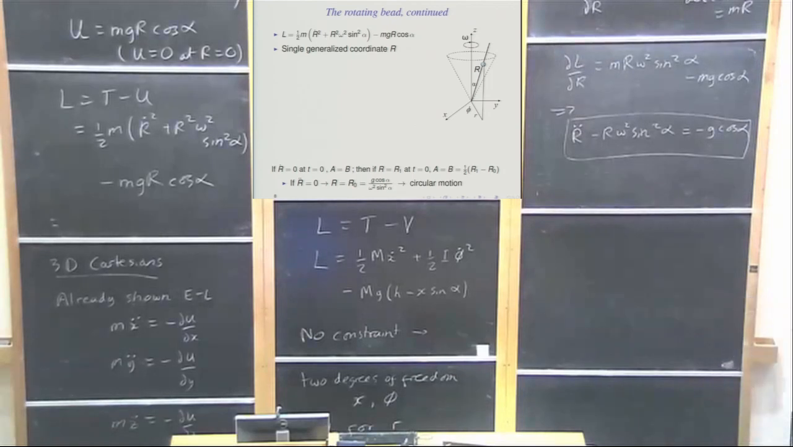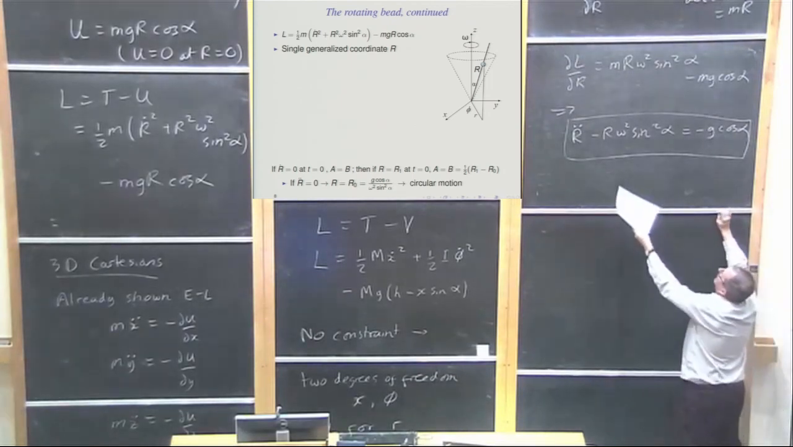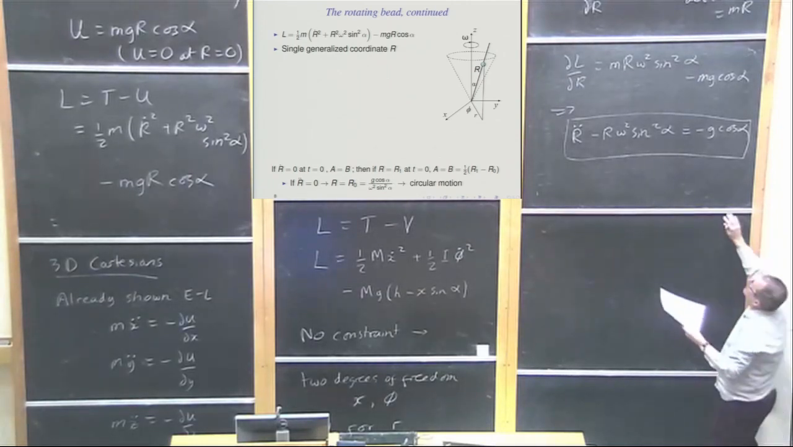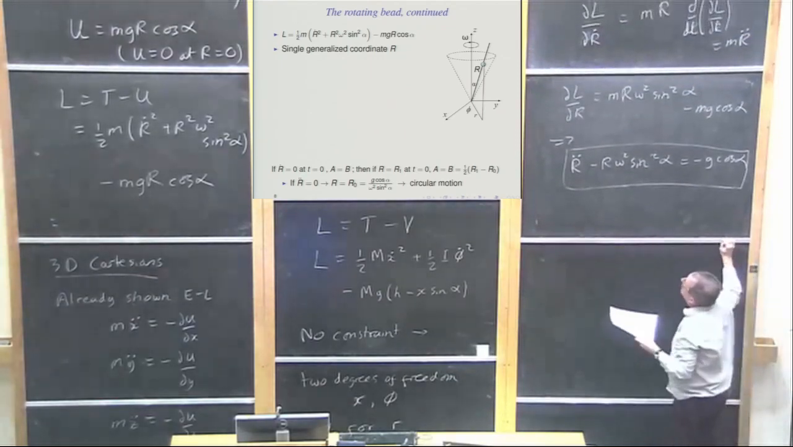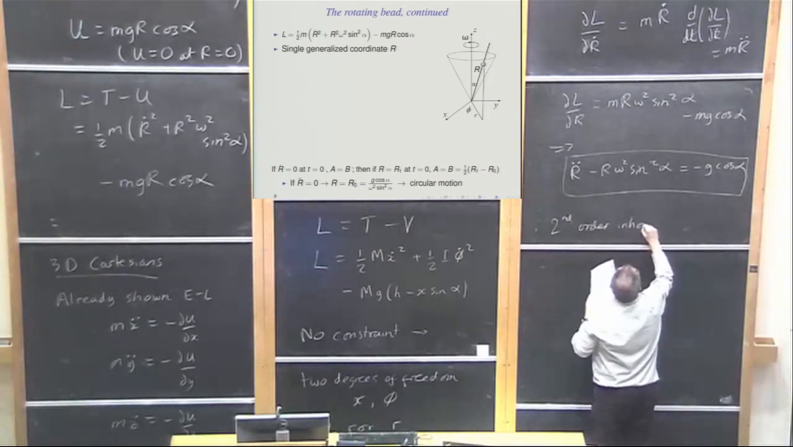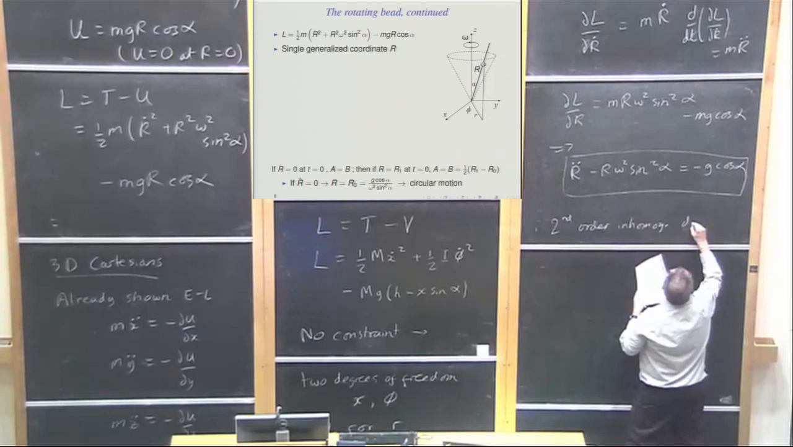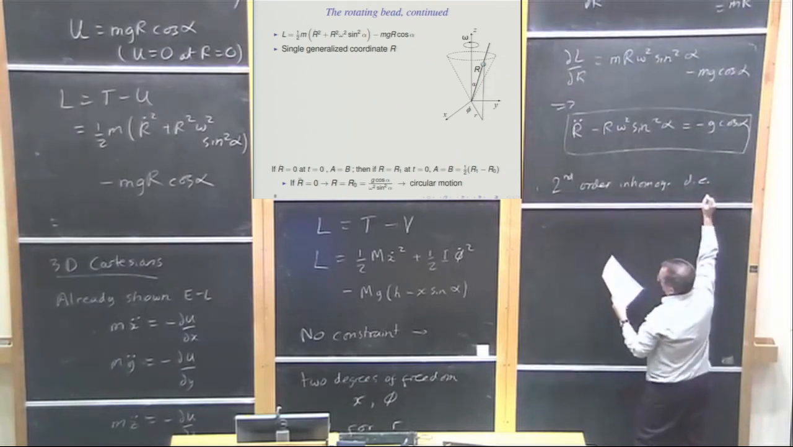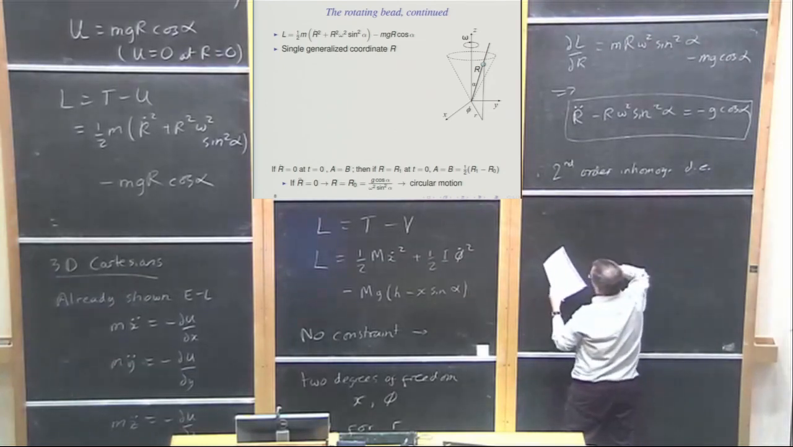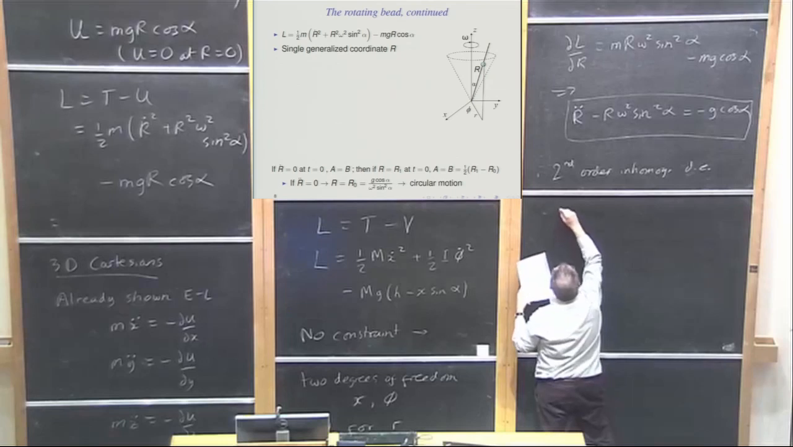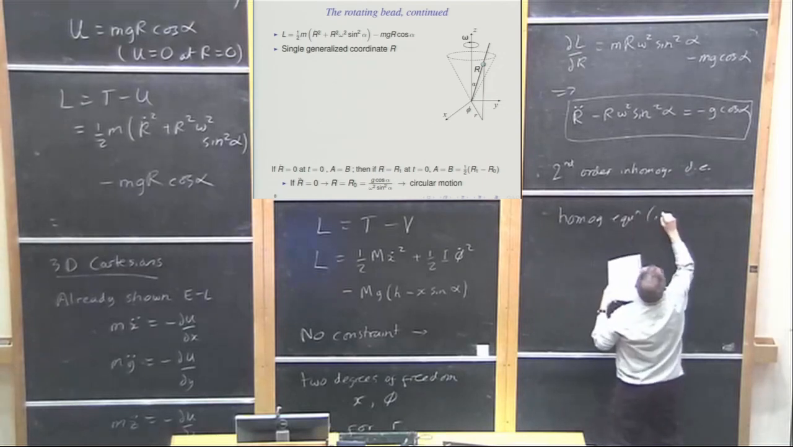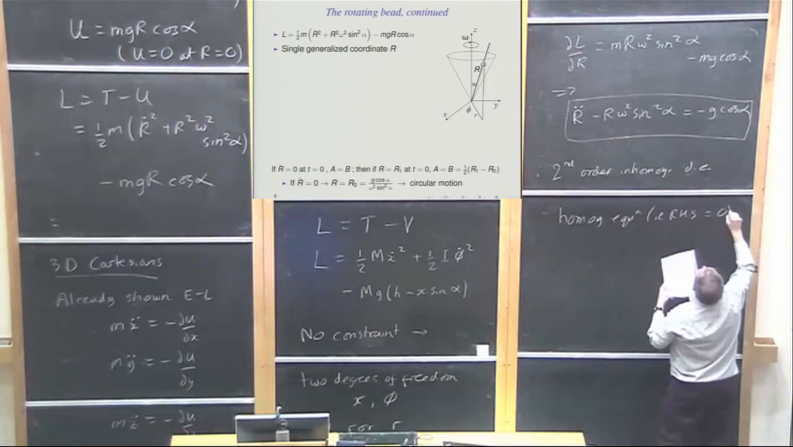We could stop there, but let's go a little bit further. We can try and solve this. So this is a second order differential equation, and it's inhomogeneous because the right hand side is non-zero. So firstly we solve the homogeneous equation, i.e. with the right hand side equal to 0.